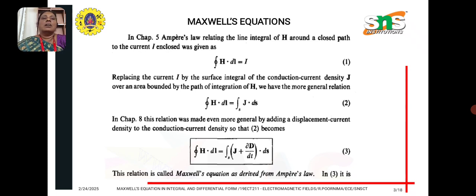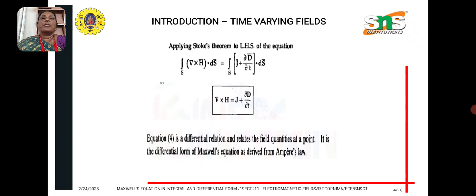This equation will be true when we add the displacement current density to the conduction current density. So we can modify equation 2 as the integral of H dot dl equals the integral over the surface of J plus dou D by dou t, dot ds. This relation is called Maxwell's first equation derived from Ampere's law.